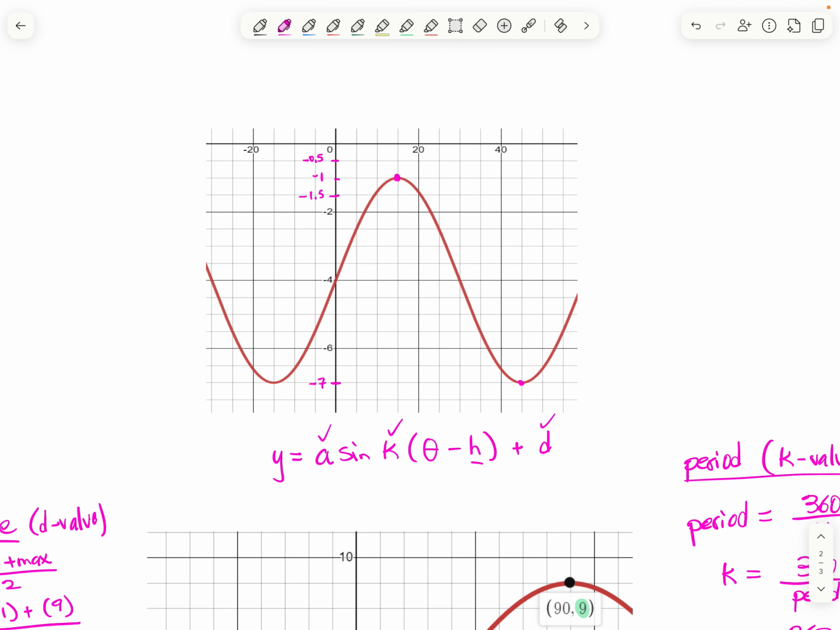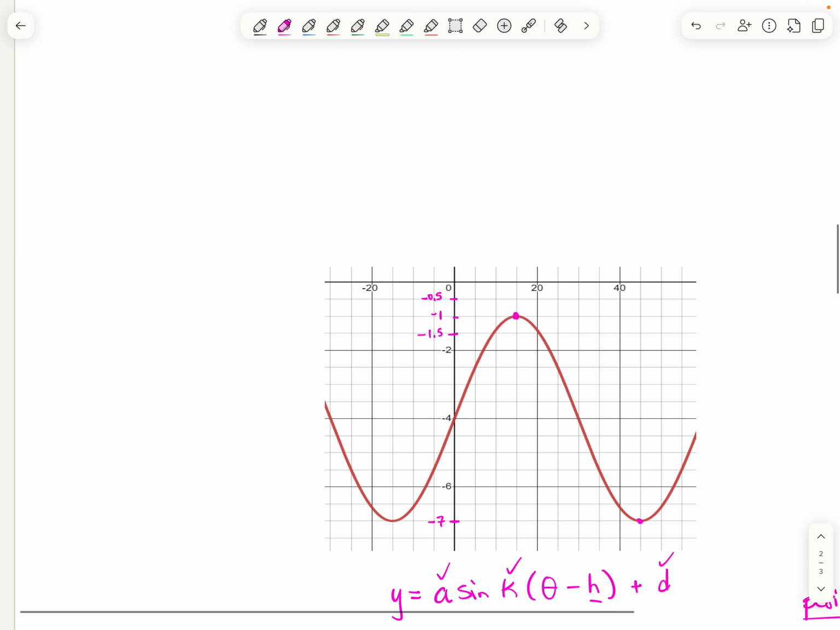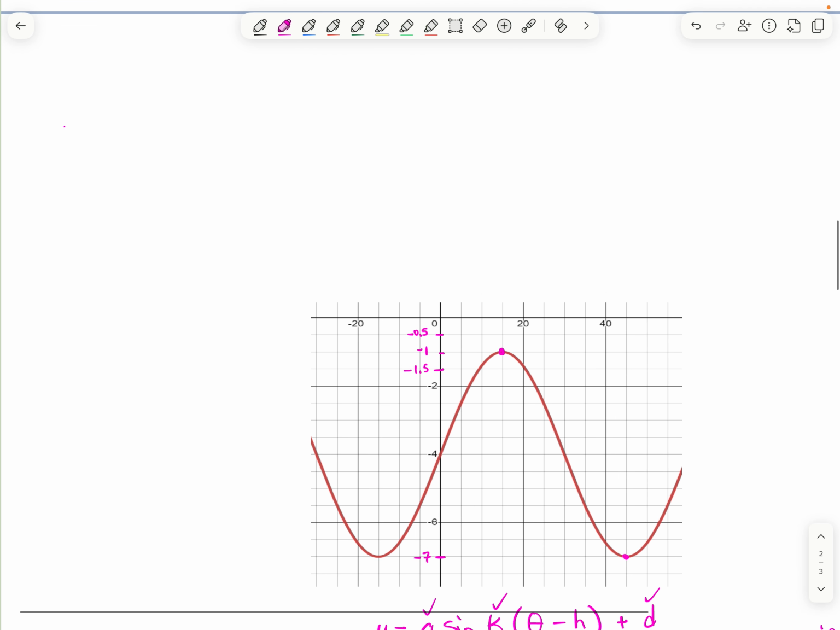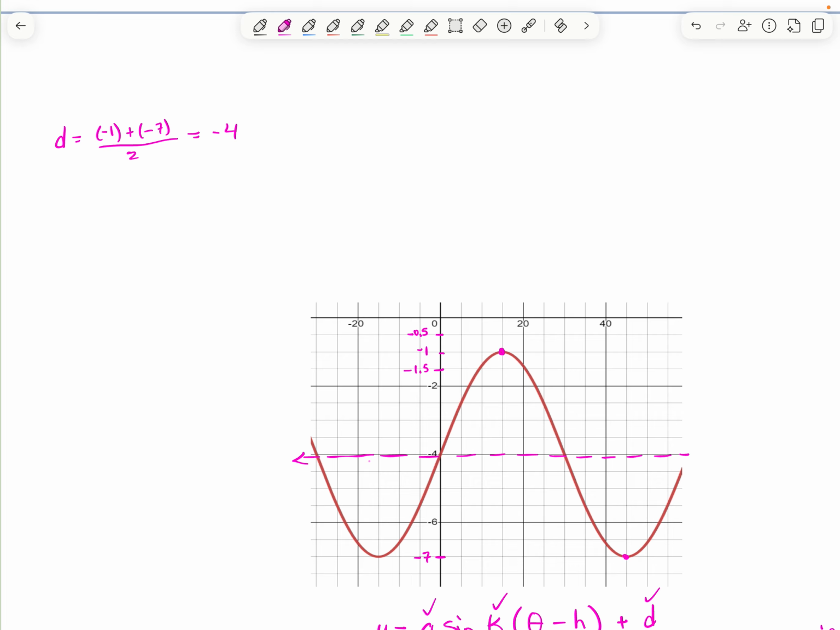So the midline, we can calculate the d value here. d is equal to max plus min divided by 2, so negative 1 plus negative 7 divided by 2. That's going to be negative 8 divided by 2, so negative 4. So right over here, that's my midline. y equals negative 4. I'll box that.